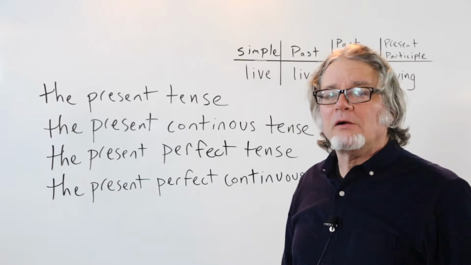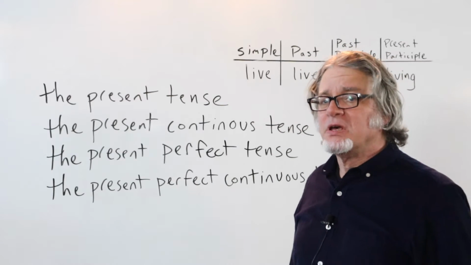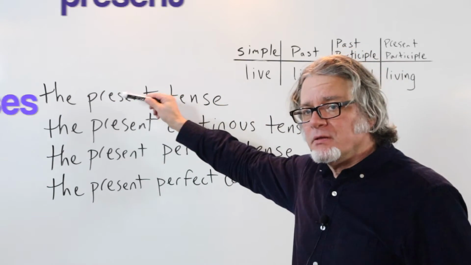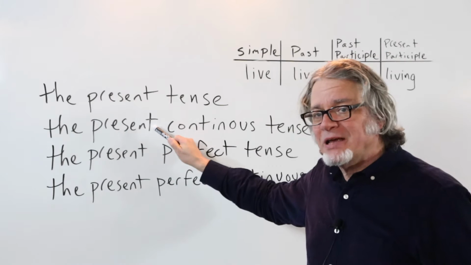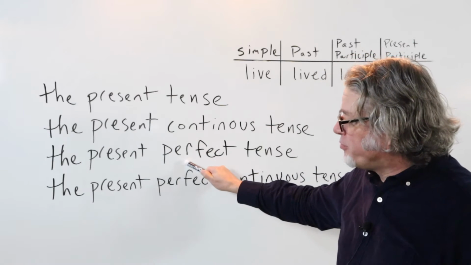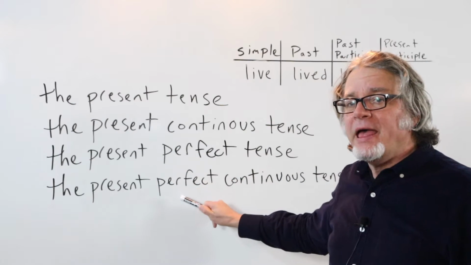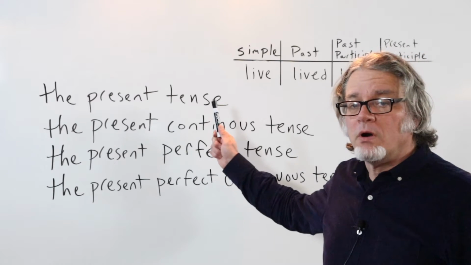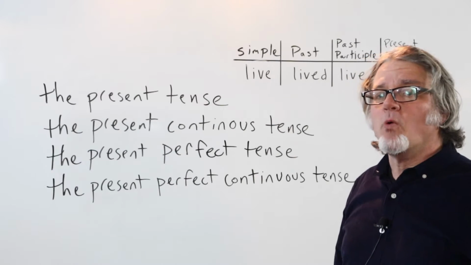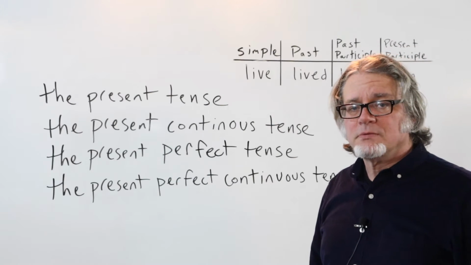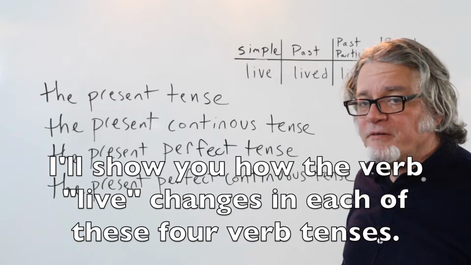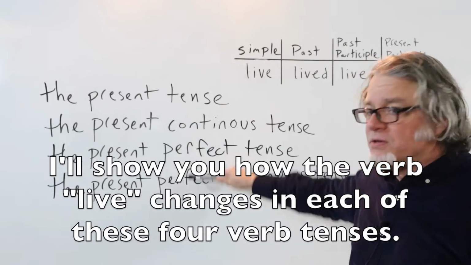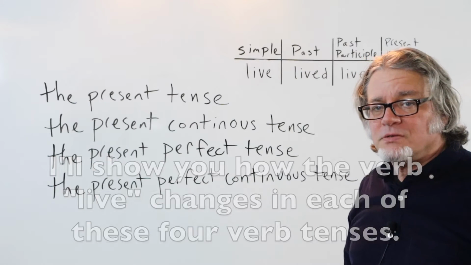In this video, I'll show you how a verb changes in each of the 4 present tenses: the present tense, the present continuous tense, the present perfect tense, and the present perfect continuous tense. These 4 verb tenses are used for present situations. I'll show you how the verb live changes in each of these 4 verb tenses.